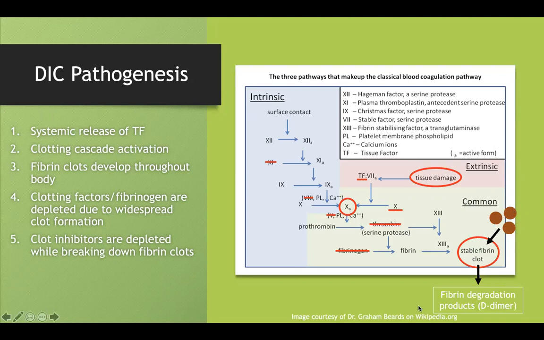Oh, another thing I wanted to mention before I move on is that all of these inhibitors, if they're degrading fibrin clots, they break them down into what's called fibrin degradation products, one of which being D-dimer, which you may have heard of in the past. But again, over time, if all these clotting factor inhibitors are working hard and there's just too many stable fibrin clots, you're going to run out of these inhibitors one day.